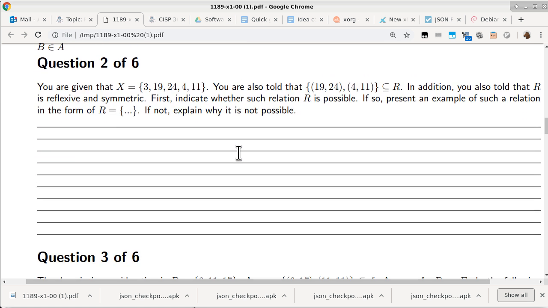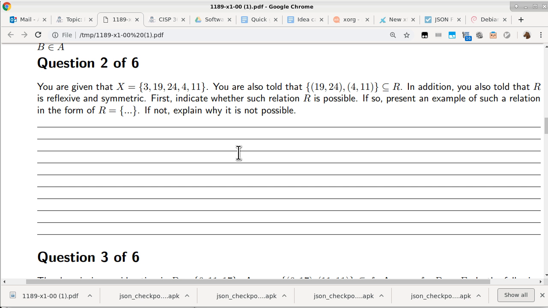So question number 2 says you are given that X as a set has 3, 19, 24, 4, 11 in a set. You are also told that 19, 24 as a tuple, 4, 11 as a tuple in a set is a subset of R. In addition, you're also told that R is reflexive and symmetric. So don't jump to the conclusion and say it is not possible. Why? Because what I have listed here is only known to be a subset of R. It is not equal to R.